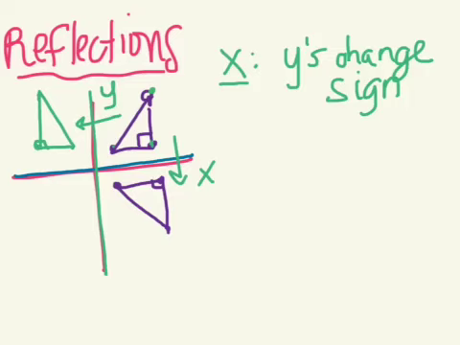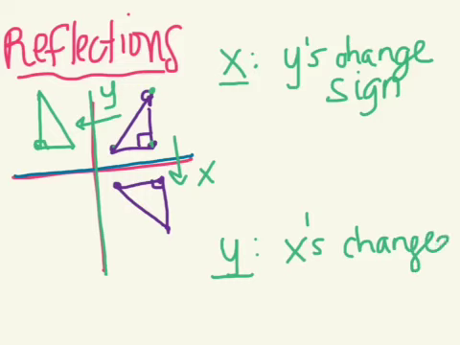And then we discovered one other thing. When we reflected over the y-axis, the x's changed sign. So when we were reflecting over the x, the x's stayed the same, but the y's would go from positive to negative, or negative to positive. When we reflected over the y, the y's stayed the same, but the x's would change from positive to negative, or negative to positive.